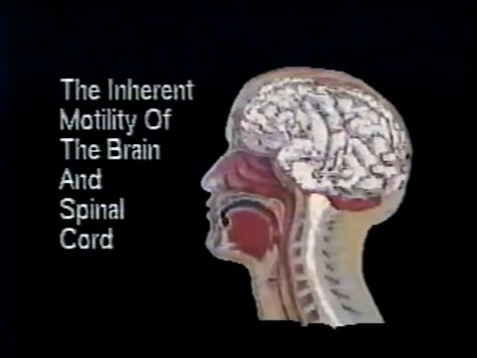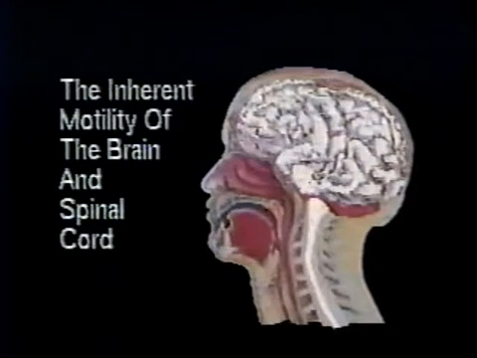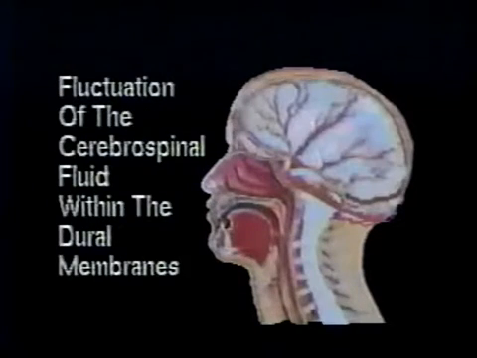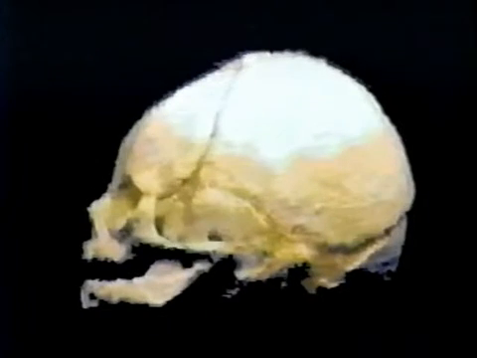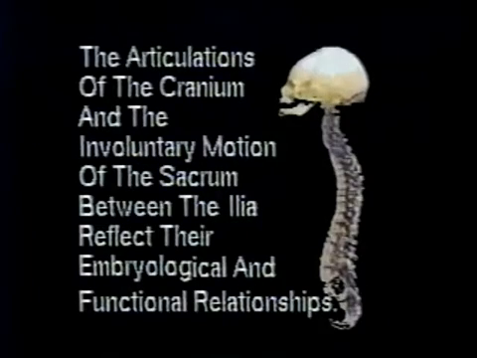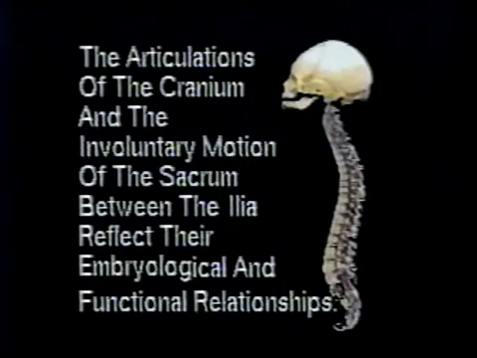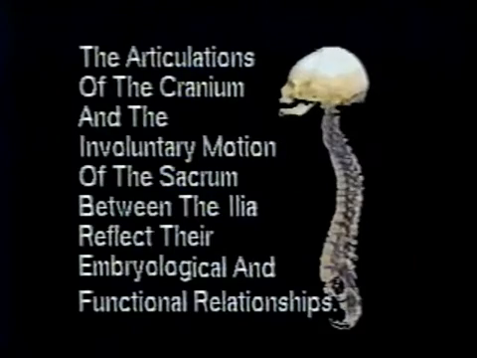Traditionally, the components of the primary respiratory mechanism, the cranial mechanism, have included: 1, the inherent motility of the brain and spinal cord; 2, the fluctuation in the cerebrospinal fluid; 3, the mobility of the intracranial and intraspinous membranes; 4, the articular mobility of the cranial bones; and 5, the involuntary mobility of the sacrum between the ilia.